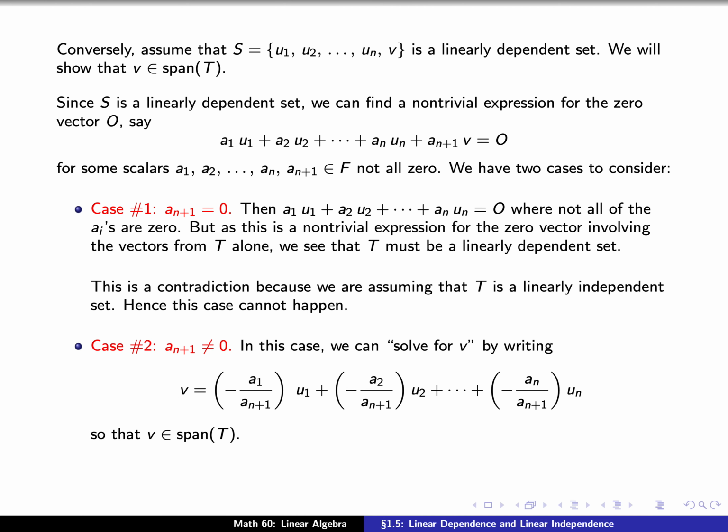Let's move to case number 2, where a sub n plus 1 does not equal 0. In this case, we can move the term involving v over to one side and solve for v. Remember that a sub n plus 1 is a scalar, it's just a number from our field F. And we see now that v can be written as a linear combination of the vectors u1, u2 through u sub n. Hence, the vector v is indeed in the span of T.